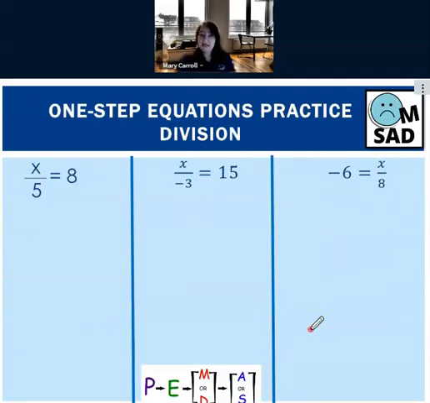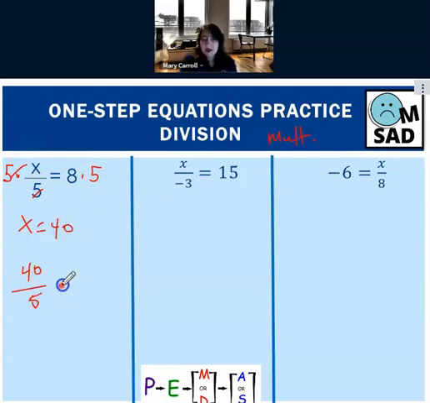All right, so what about division? When we have division as our thing, our opposite is multiplication, right? So since we have x divided by 5 equals 8, I want to know what I'm going to multiply. I multiply 5 to both sides, and I'm going to get x equals 40. And I can check my work by going 40 divided by 5 does equal 8. It's a true statement. Pause the video and see if you can answer these 2.